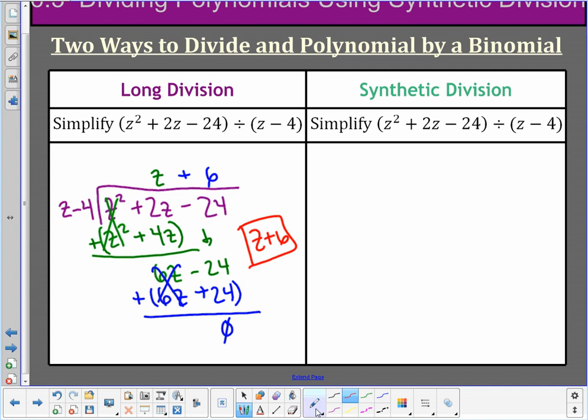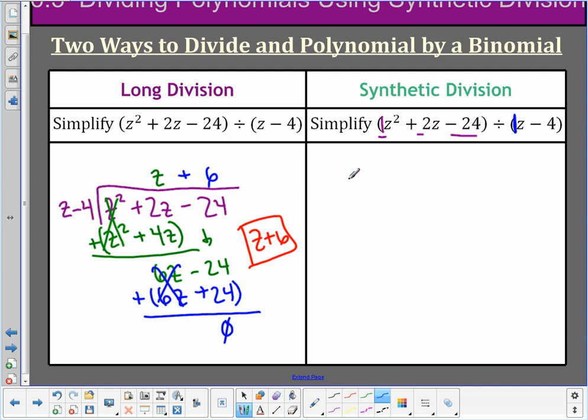All right, so now here's synthetic division. Here's how this is a little bit different. With synthetic division, the nice thing about it is that I'm only concerned about the coefficients. So I'm only concerned about the 1, the 2, and the negative 24. I'm not going to worry about the z's. And the other thing I need to consider is that whatever I'm dividing by, I'm going to put the opposite of that number in the box. So my z has a coefficient of 1, so I just need the opposite of negative 4 inside the box outside.